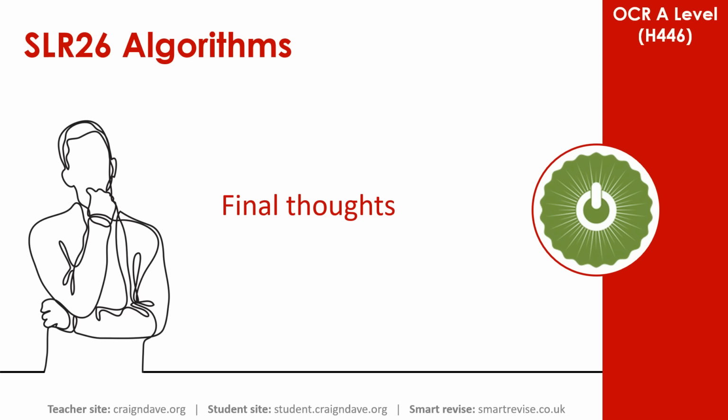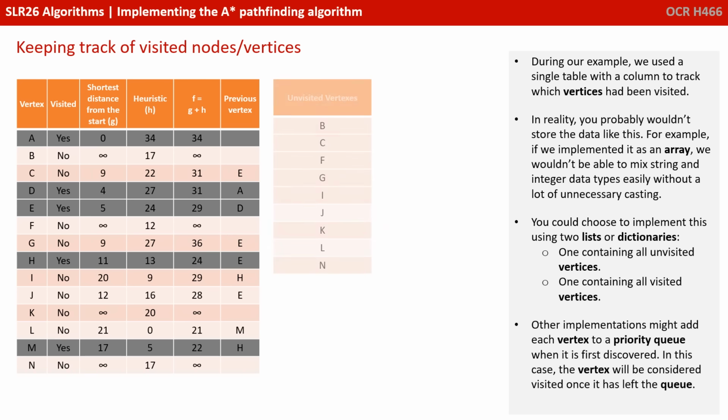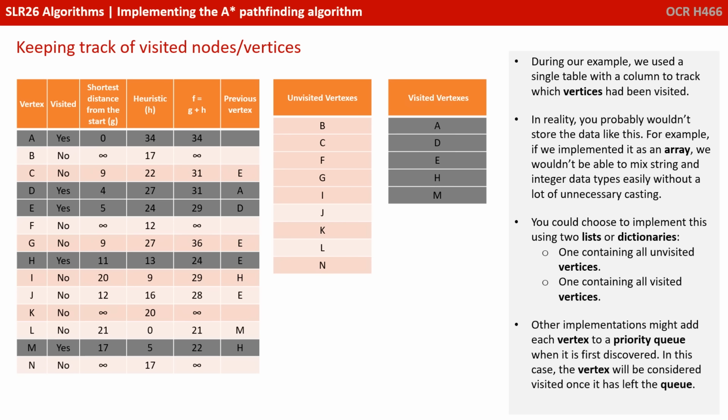So let's consider some final thoughts on this A-star algorithm. During our example, we used a single table with a column to track which vertices had been visited. Now, in reality, you probably wouldn't store the data like this. For example, if we implemented it as an array, we wouldn't be able to mix string and integer data types easily without a lot of unnecessary casting.